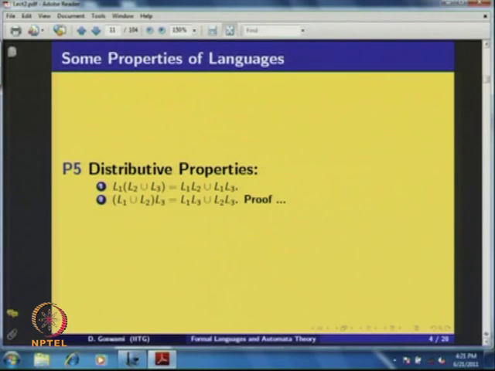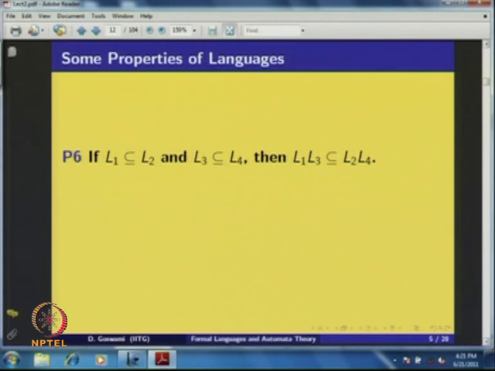Let us see some more properties. All these properties are numbered. There are six properties in the sequence. If L1 is a subset of L2 and L3 is a subset of L4, then L1 concatenation L3 is a subset of L2 L4. This is easy to prove. Similarly, the other few results are also easy to prove.